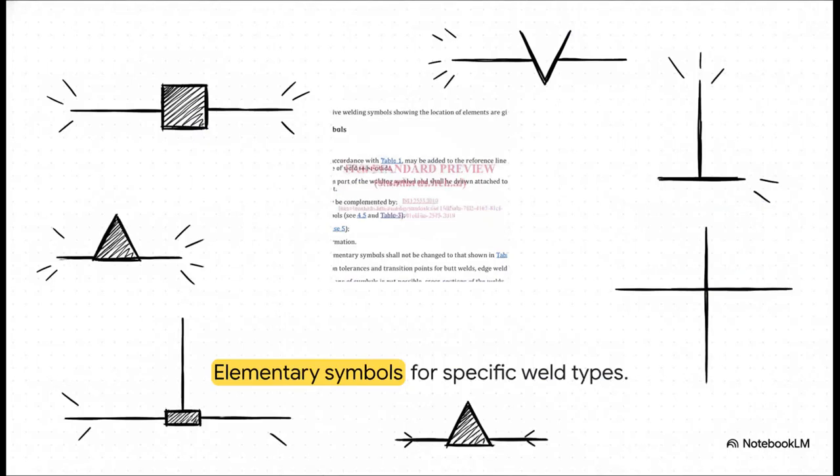Now, right on that reference line is where the magic happens. That's where you put your elementary symbols to dictate the exact geometry of the weld. Need a fillet weld? You pop a little triangle right on the line. What about a plug weld? That's a square with an open top. A single bevel butt weld is a vertical line joined by a diagonal one. The orientation of all these tiny shapes is strictly locked in by the standard. This means a fabricator can look at a drawing and instantly recognize exactly how to prep the joint before they even think about striking an arc.